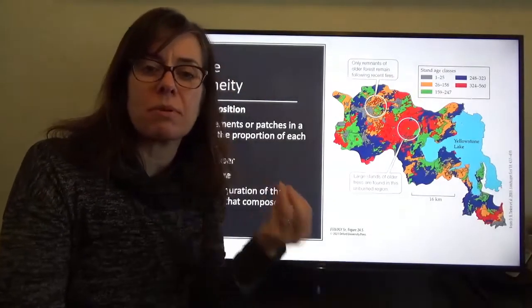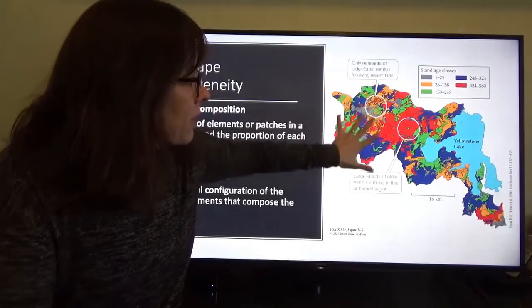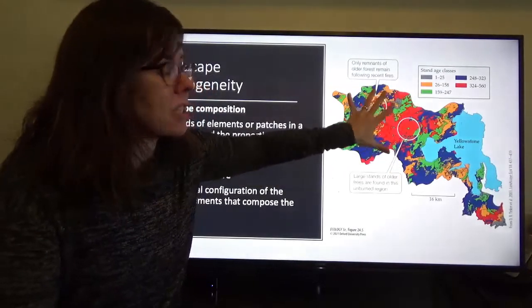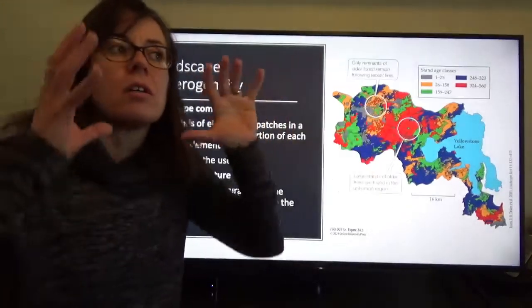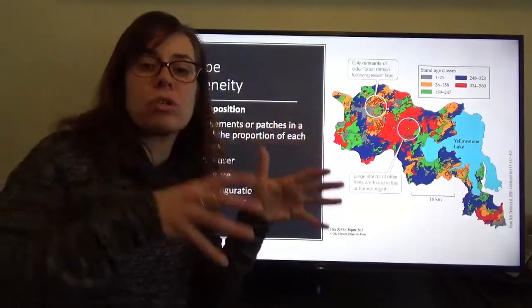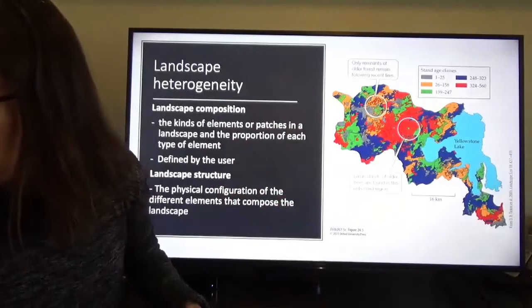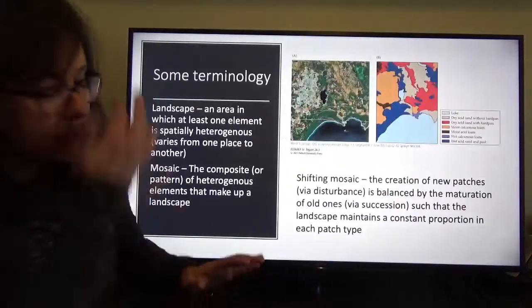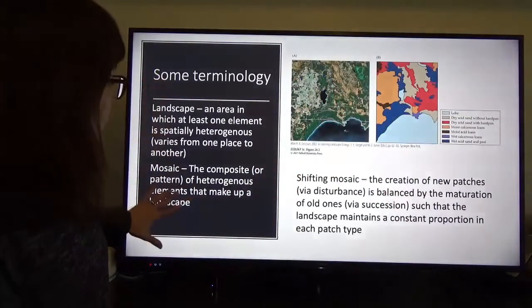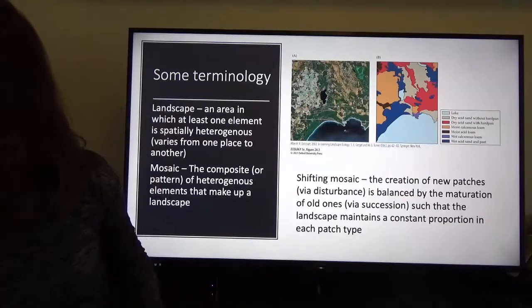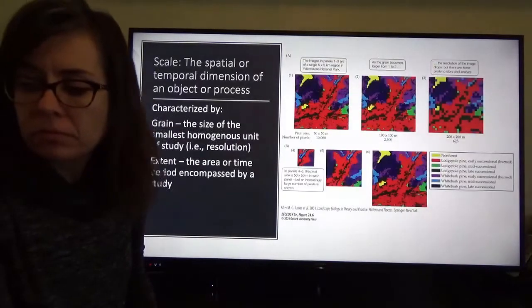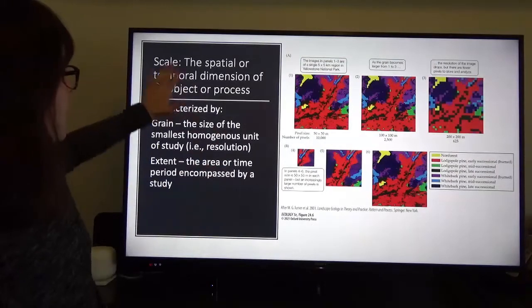And so then when we talk about shifting mosaic, here we have a lovely mosaic of stand age, and it's that component that relates the concept of mosaic to those important ideas of disturbance and succession that we talked about in the context of communities. Okay, so shifting mosaic. So we've covered these two terms. That's great.